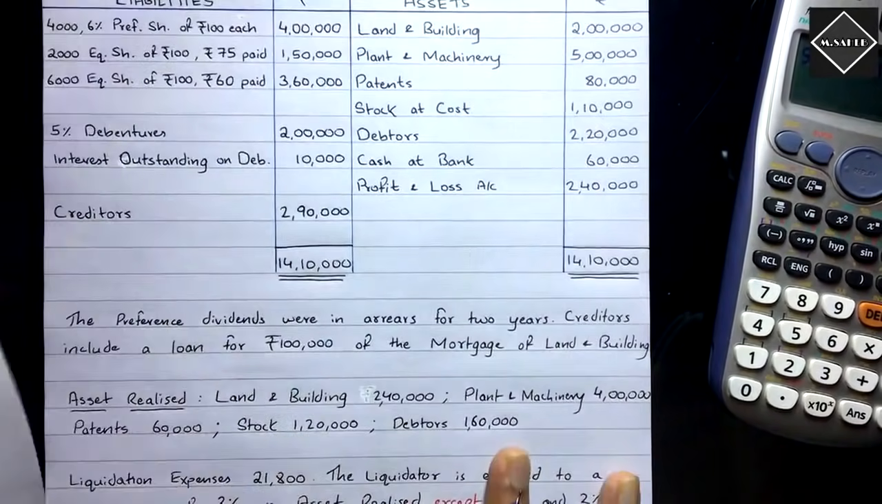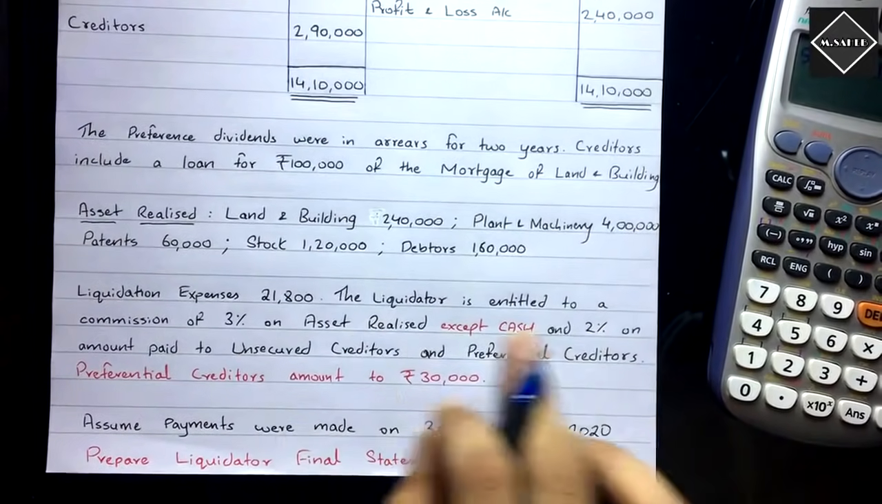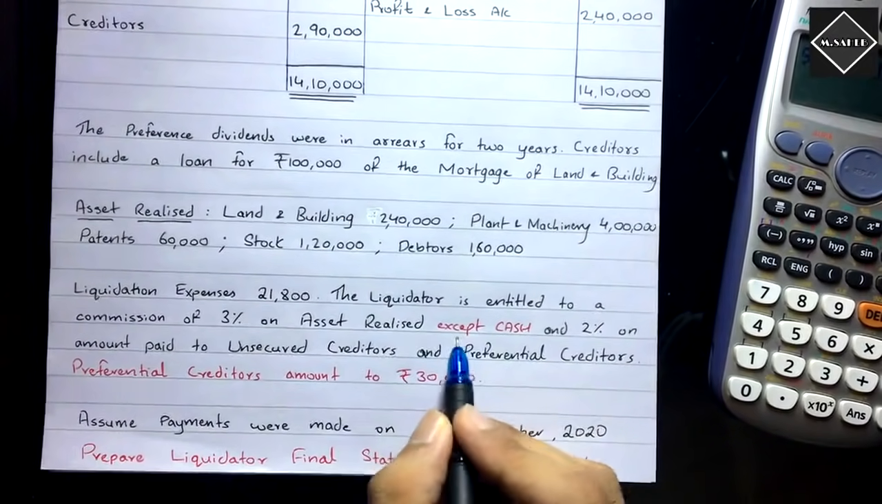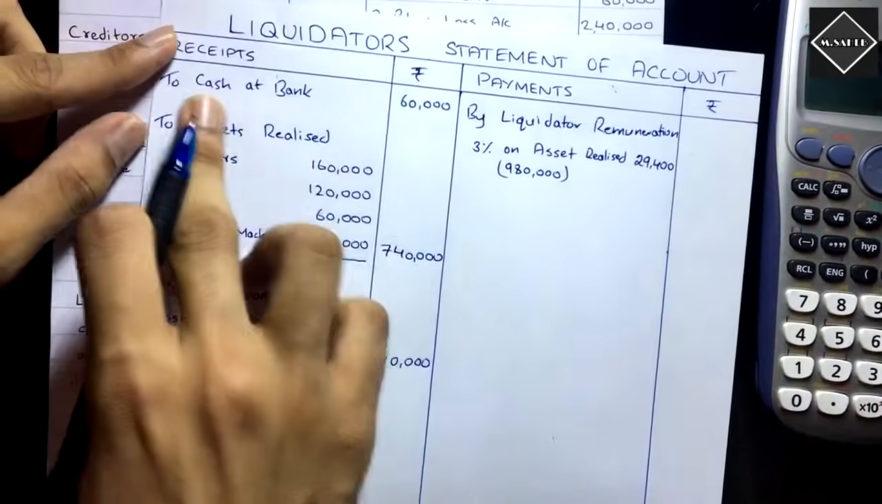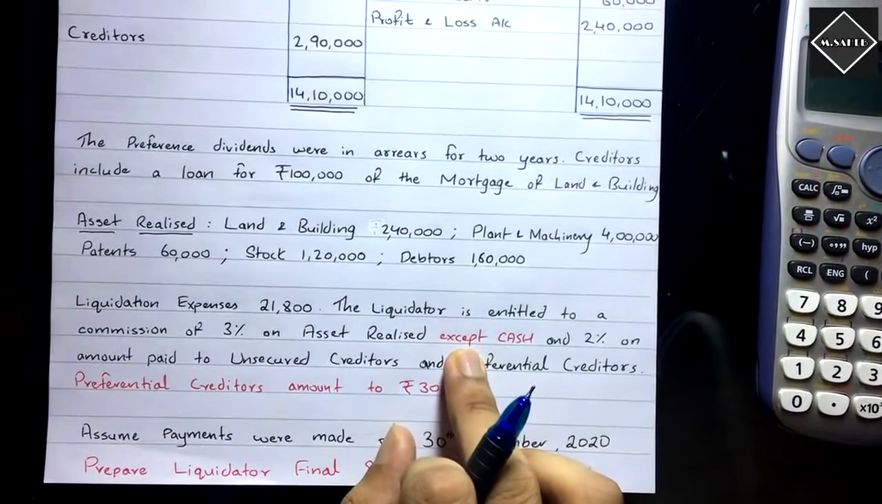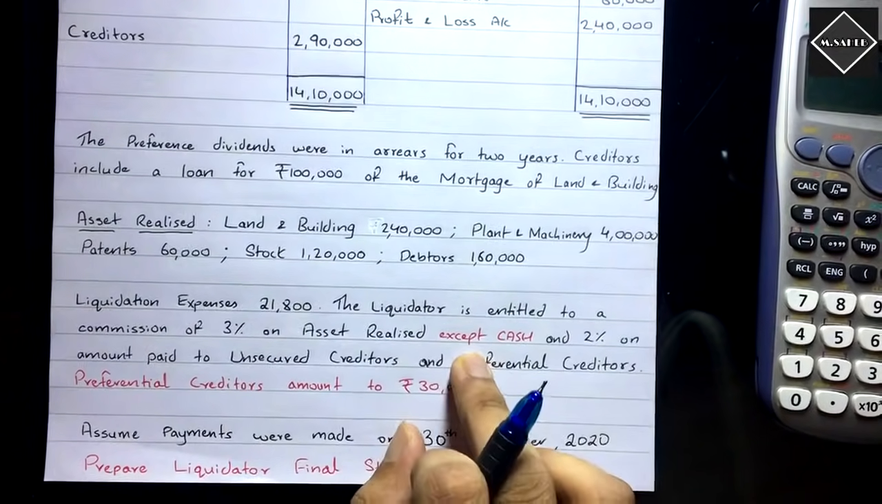Then they have said one more is there. See here, liquidator remuneration except cash. They said except cash. Okay, so we don't take cash over there. This cash is also an asset, cash at bank, so we don't have to include that because it's specifically mentioned in the question, except cash, right? So that is why I didn't take the cash.